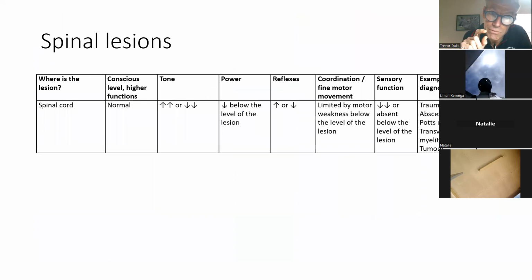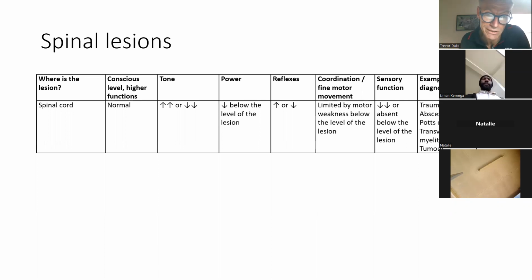And so when you've got a spinal cord problem, this is just a line from that table I showed before. The conscious state will be normal. The tone is usually increased, but sometimes it can be decreased. The power will be reduced below the level of the lesion. The reflexes will generally be increased. Sometimes they can be decreased. Usually coordination is limited by the motor weakness below the level of the lesion.